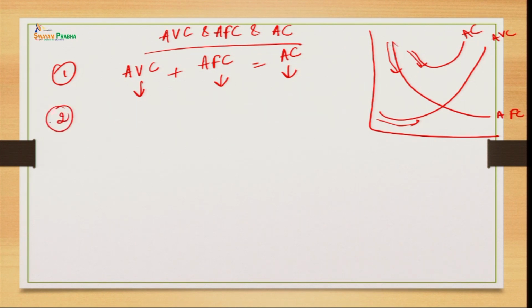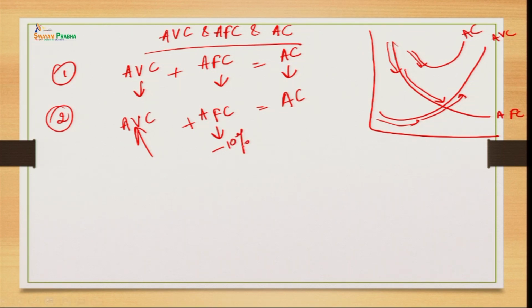Then at the second stage, average variable cost has started increasing now, but our average fixed cost is still decreasing. So, now what will happen to the average cost? Here you can see that average variable cost has started increasing, but the average fixed cost is still decreasing, and the rate of decrease, say average fixed cost is decreasing by 10% and average variable cost is increasing only by 5%. So, basically our average cost still declines by 5%, you can say. So, average cost is still decreasing at the second stage.